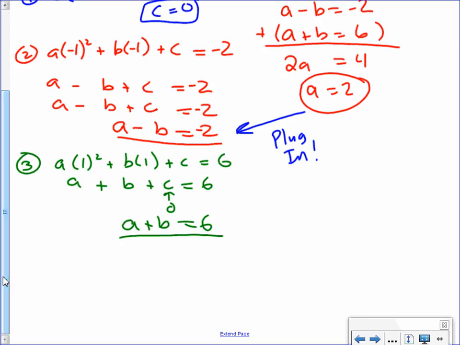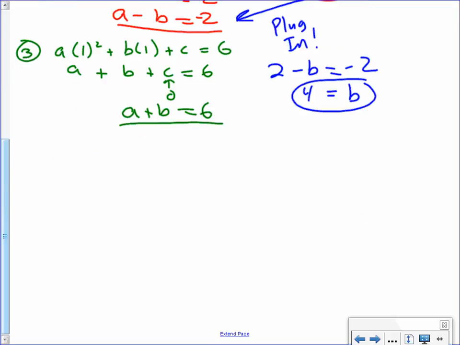A is 2, so 2 minus b equals -2. Add the 2, it's 4. Add the b, b equals 4. So, A, B, C: it's 2, 4, 0. But okay.